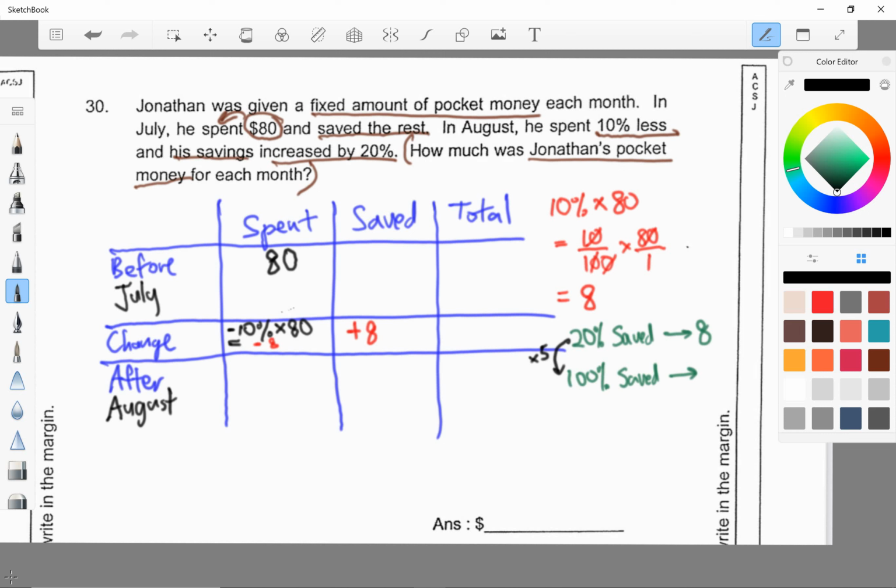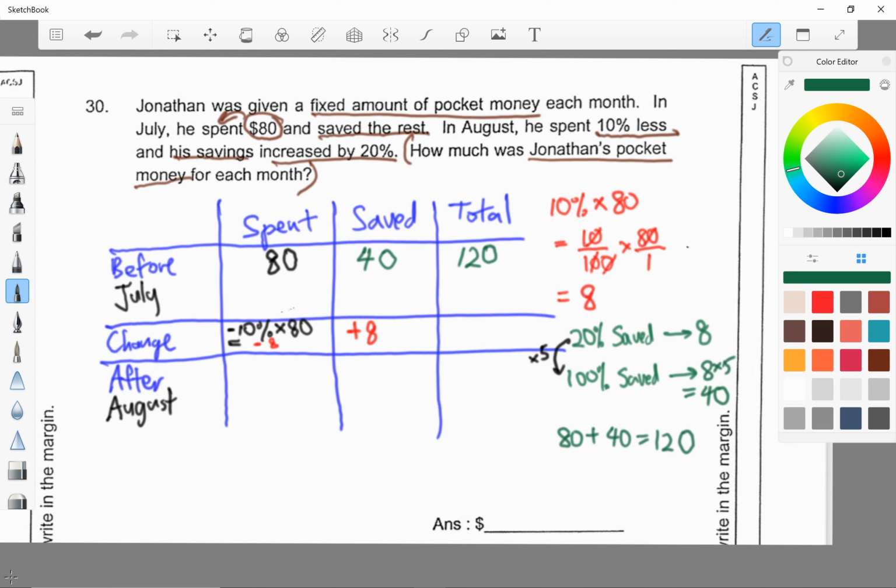So in maths, whatever happens on the left side must happen on the right side as well. So this means that for 100% saved for Jonathan, it has got to be 8 times 5. And 8 times 5 leads us to 40. Which means that Jonathan's savings has got to be 40. His total must be 120. So how much was Jonathan's pocket money for each month? It has got to be 80 plus 40, leading us to 120.